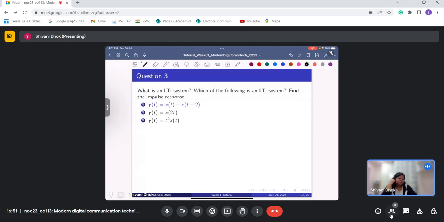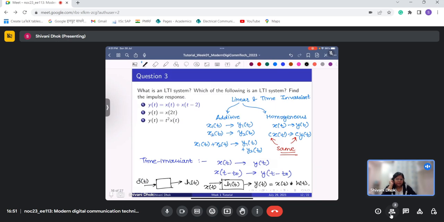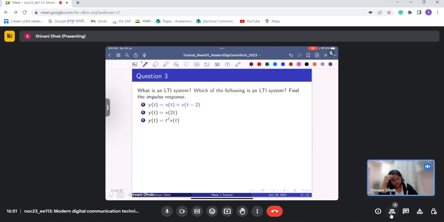We can also combine additivity and homogeneity in one form, that is, if I have the input alpha x1(t) plus beta x2(t), then I should get an output alpha y1(t) plus beta y2(t). So we'll use this definition. What we have here is the system y(t) equals x(t) plus x(t minus 2). Let us first check linearity.